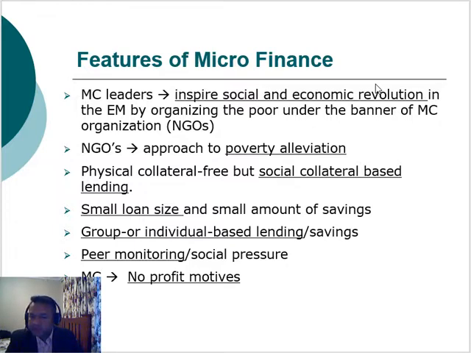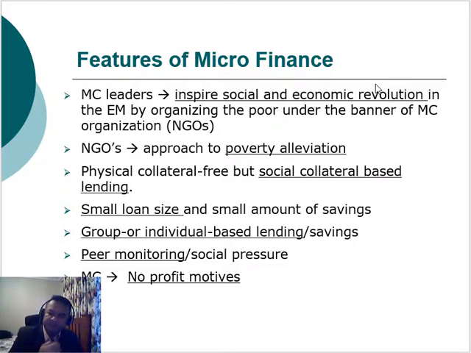Physical-collateral-free, but social-collateral-based lending is one of the main things of microfinance. They do not have physical collateral for the loan, but it is a socially based, group-based lending system. So there is social collateral, small loans and small amounts of savings. The microfinance institution provides small loans of $100 to $500, and it helps poor people to generate small savings.